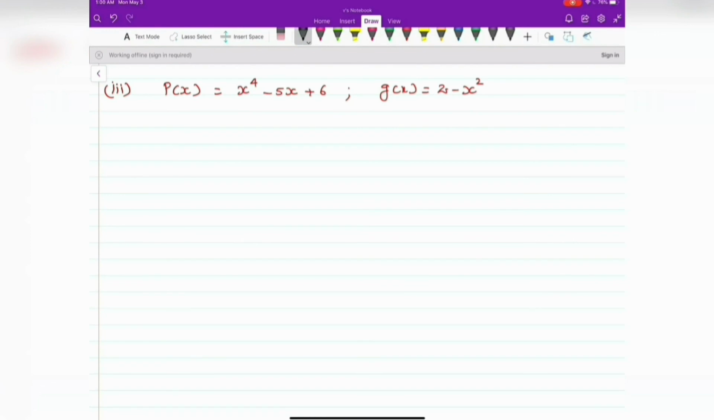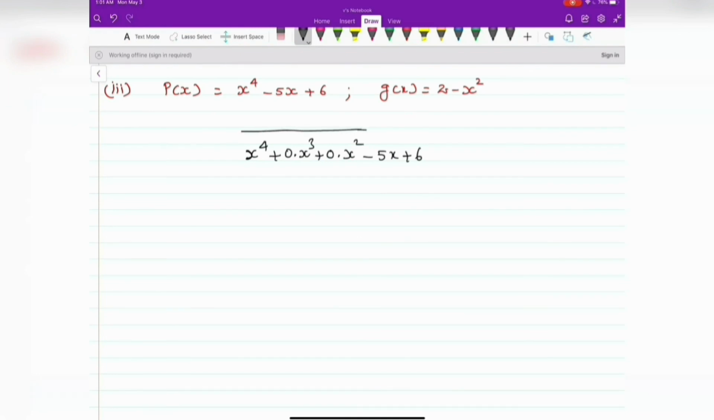As I told you, you have to write both the dividend and the divisor, that is your p of x as well as your g of x, in standard form. Normally, for convenience sake, we write it as the descending power of x. So let us do it now. X power 4. Here x cube and x square terms are missing. So let me write 0 into x cube plus 0 into x square. Of course, minus 5x plus 6.